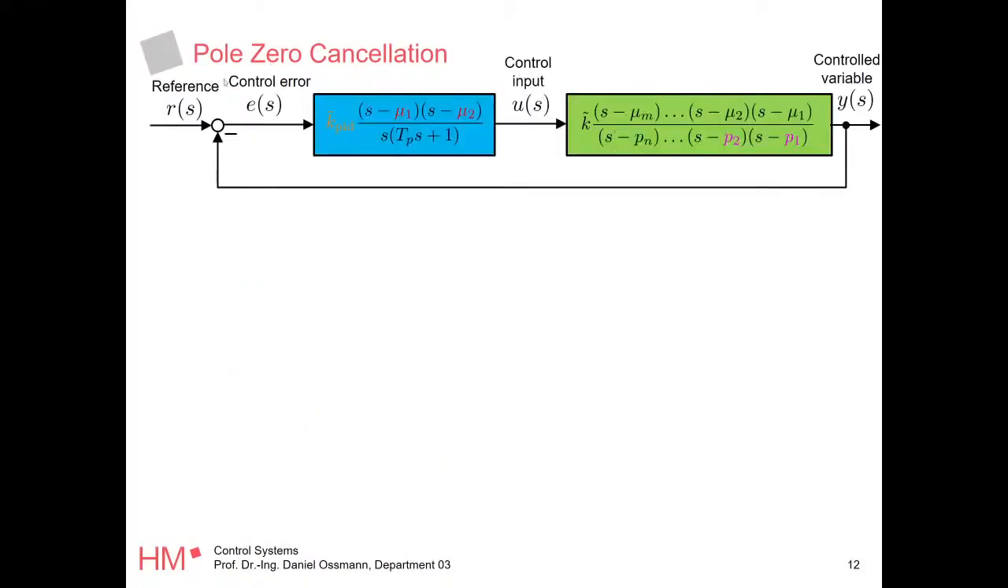Remember, our closed loop form looks like this, right? So we have our G of S. Maybe we should write this here.